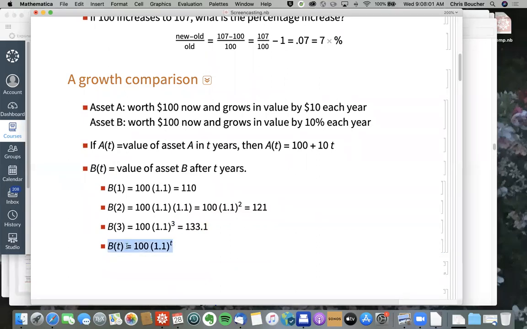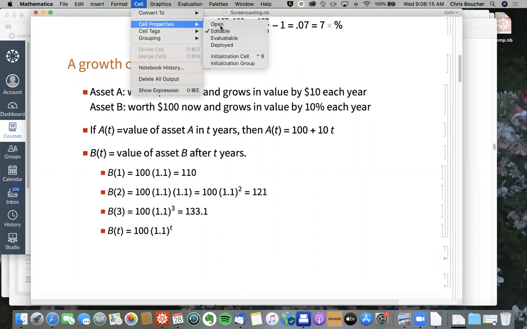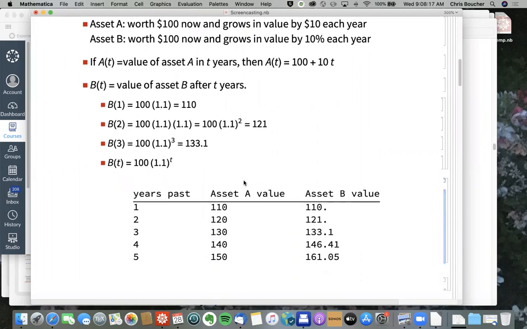This is an example of an exponential function because the input variable is in the exponent. That's where the name comes from. And we'll get a little more precise about their form in just a moment. For now, let's take a quick look at some values of these assets.